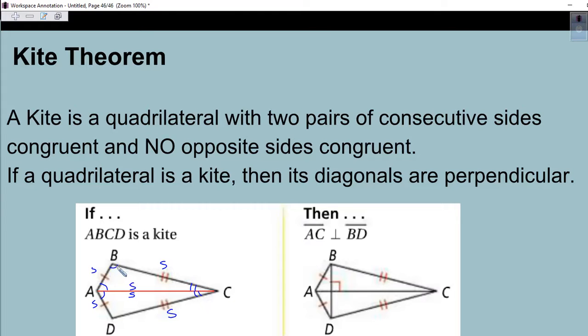That also means that angle B would be congruent to angle D. So our third angles would also be congruent. So not only are our diagonals perpendicular, but our longer diagonal will cut this into 2 congruent triangles. So this will help us later when we're setting up and solving for missing angle measures.